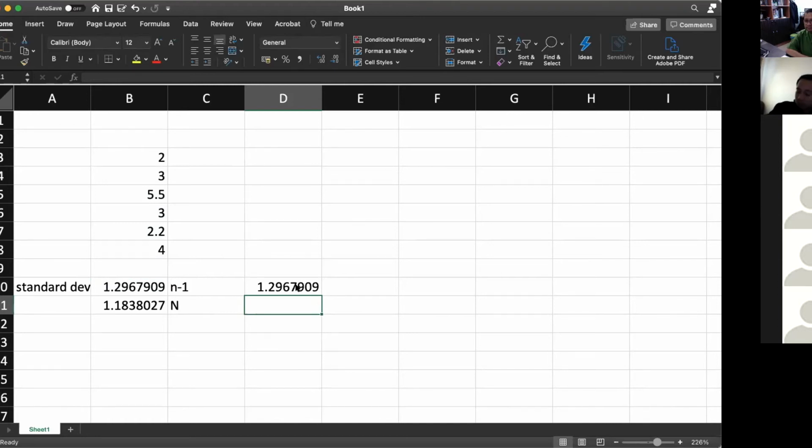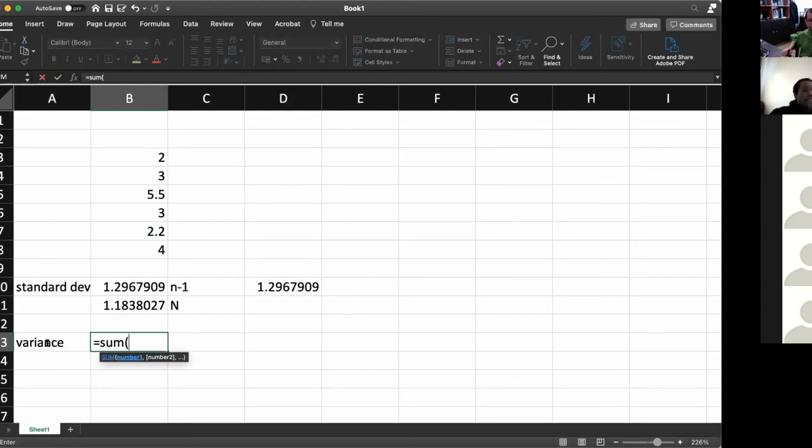As I mentioned before, the square of the standard deviation will give you the variance. So this is the standard deviation. So what is the variance? The square. Close. This is the variance.